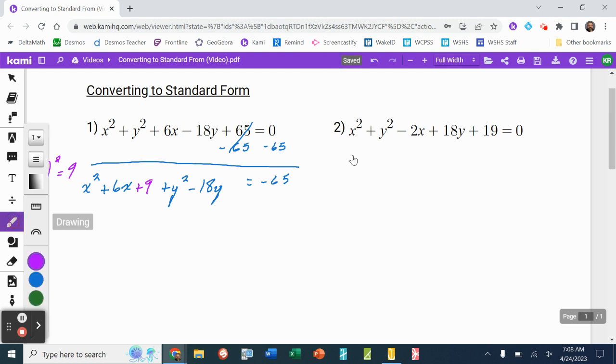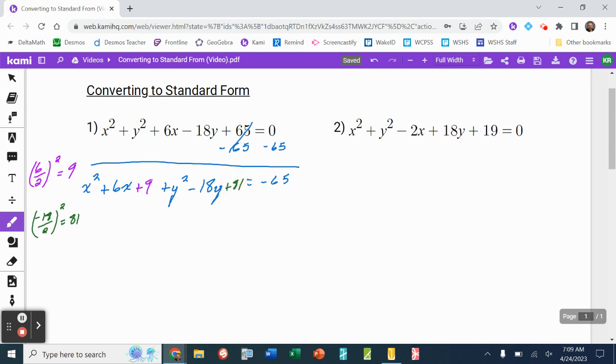Then what I need to do is I need to look at the y. So here, the b value for the y equation is negative 18. So I'm going to take negative 18 divided by 2, squared. Well, that would be negative 9 when I divide it by 2, and 9 squared will be 81. So that's going to be plus 81.